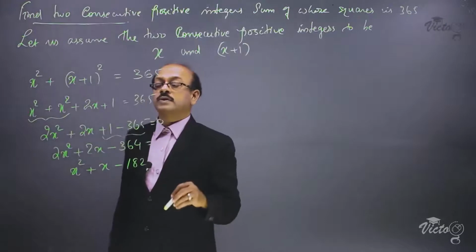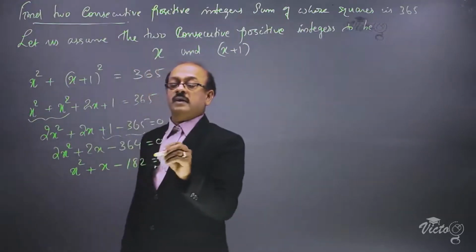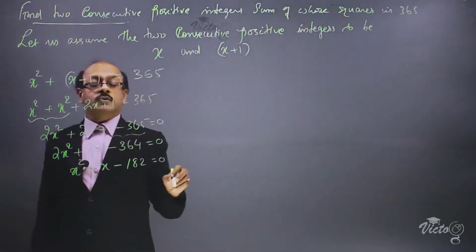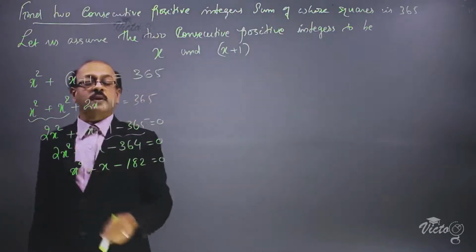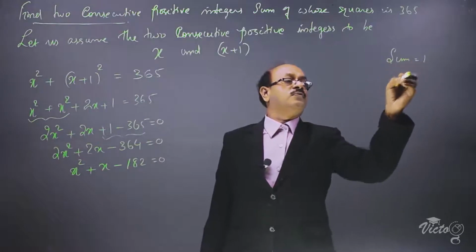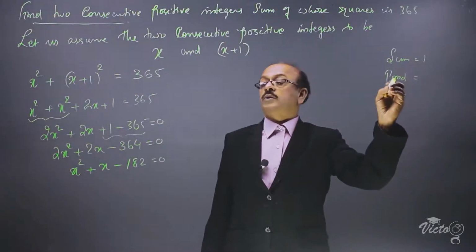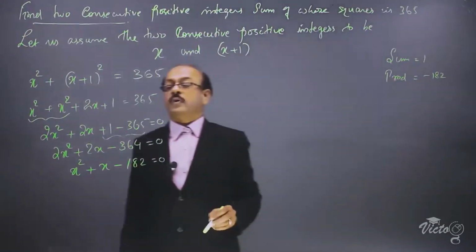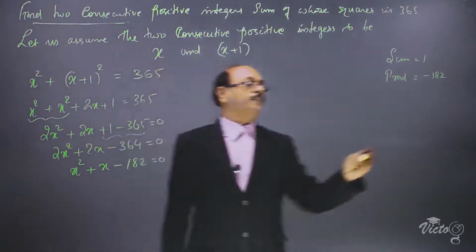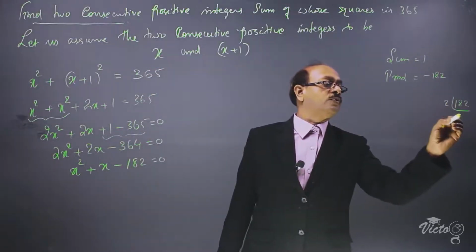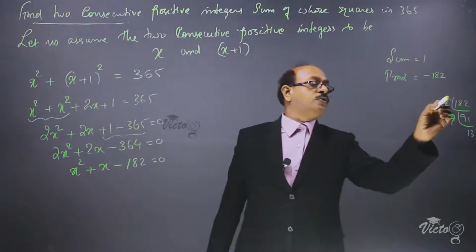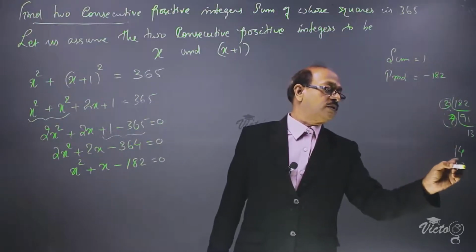The equation reduces to x square plus x minus 182 is equal to 0 when we divide throughout by 2. Now we have to find out two numbers such that the sum is plus 1 and the product is minus 182. For that we are going to prime factorize 182. 182 can be divided by 2, giving 91. Dividing by 7, we get 13. Now 2 into 7 is equal to 14 and the next number is 13.